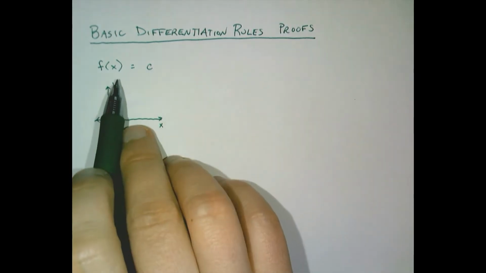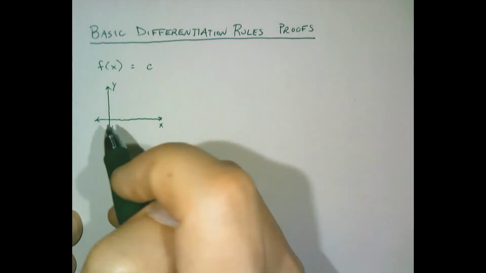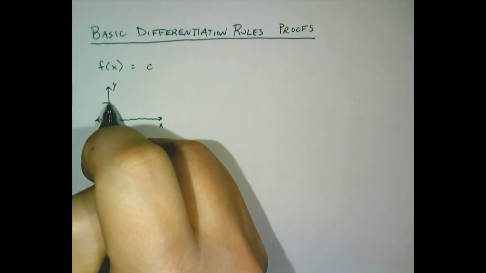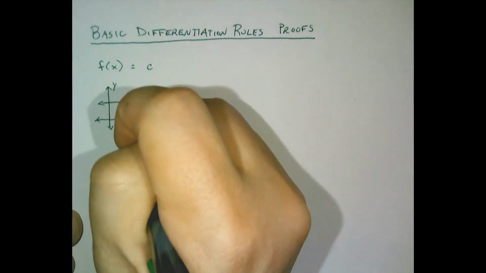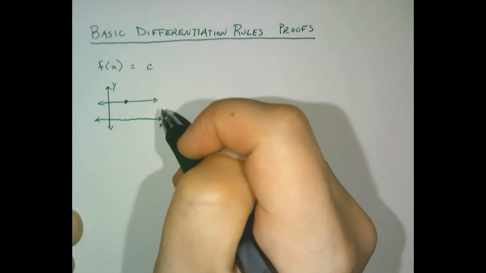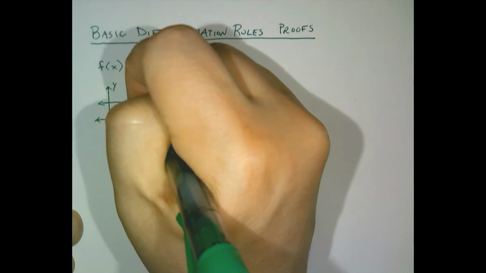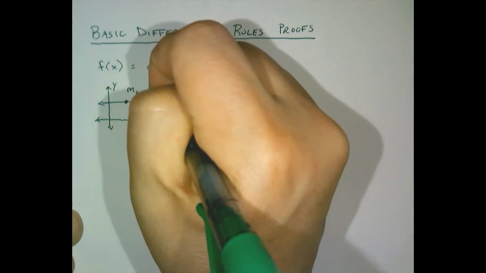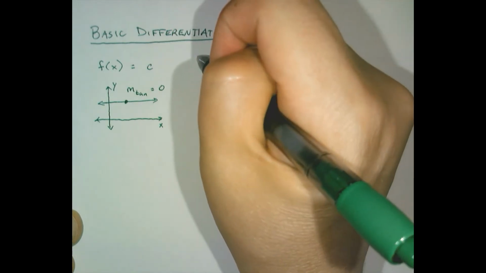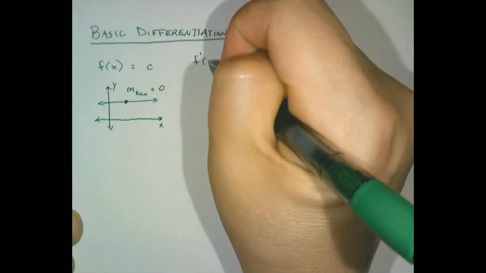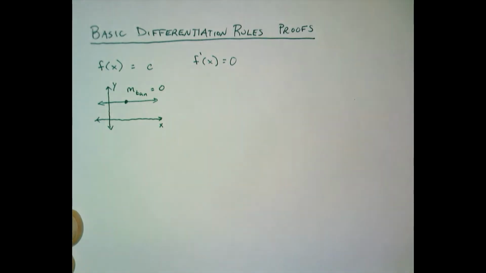The first thing we're going to do is find the derivative of a constant. Now visually, if you think about what the graph of a constant looks like, it's just a horizontal line. And so it makes sense, at least to me, that at any point the slope of the tangent line should be 0 because it's a horizontal line. So I believe the conclusion is the derivative of a constant is 0. But we're going to prove that.